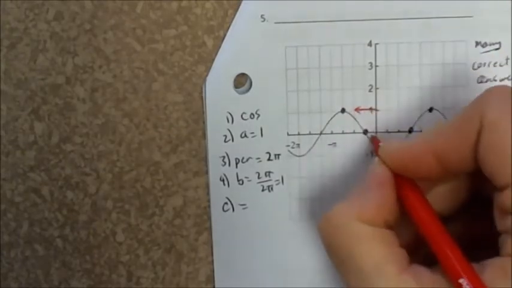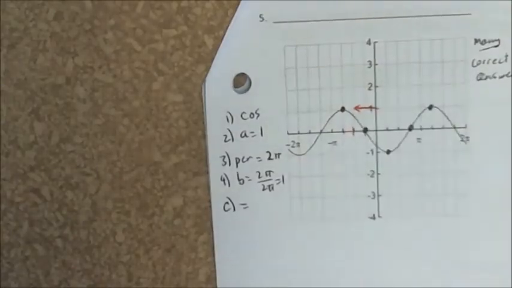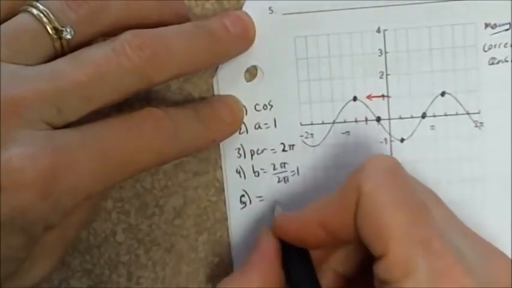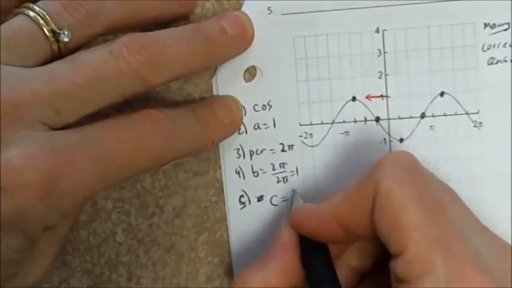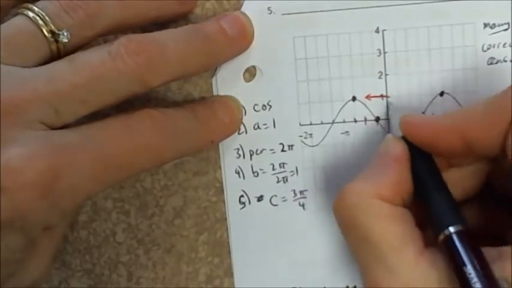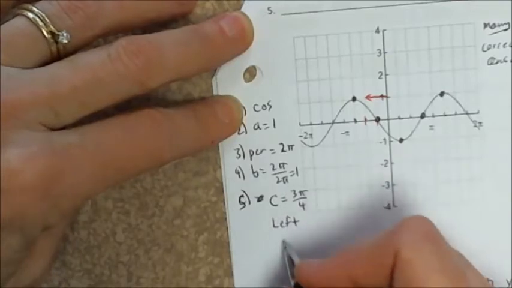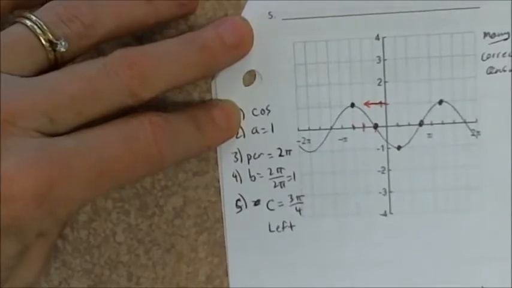How far to the left? Well, 1/4, 2/4, 3/4. Oops, this is step 5. Calculate C. C is equal to 3 pi over 4 because it's 3 tick marks to the left. And remember, left means plus when we write it inside our parentheses.